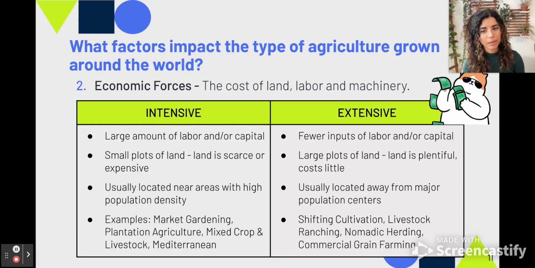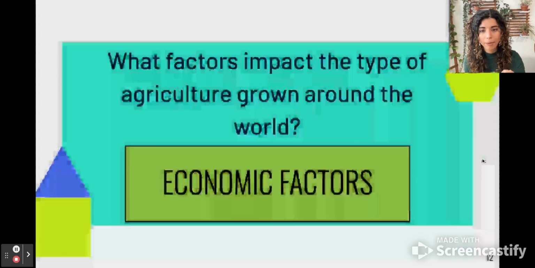For extensive farming, this includes fewer inputs of labor or capital, so it's just not as intensive. We usually see large plots of land because either there's a lot of land available or it costs little. Again, those two usually go hand in hand. A lot of times these are located away from major population centers, so in much more rural areas. And this is where we see things like livestock ranching, nomadic herding, things like that, that do require a large amount of land, but just not as much labor or capital.